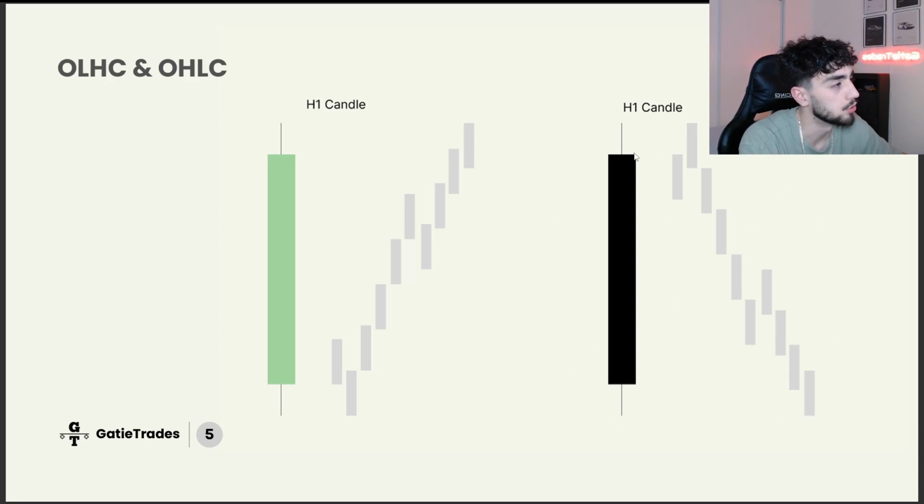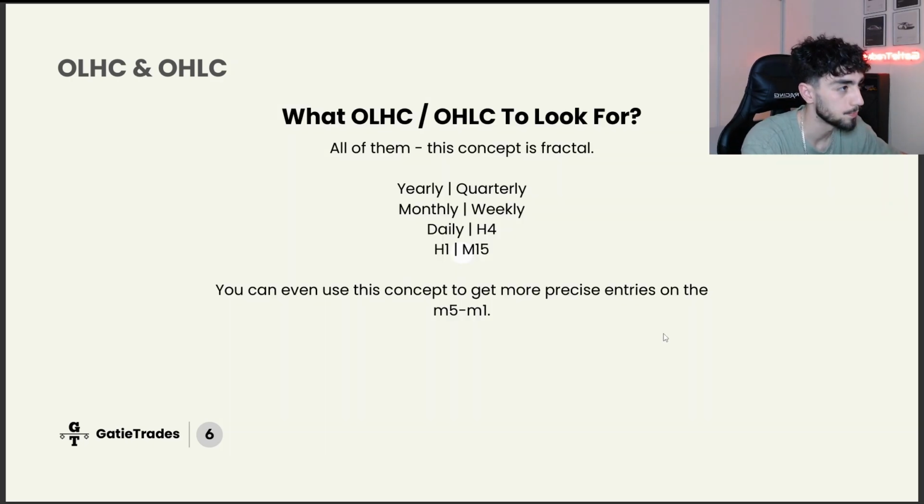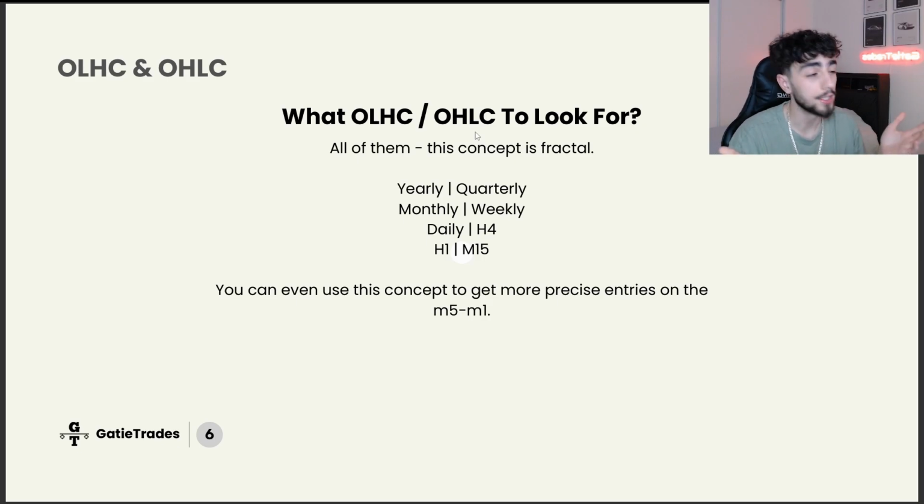You wait for the candle to open, it's going to print higher, then you wait for your signatures that it's going to trade lower. Remember, we're not trying to predict the close. We don't know the close. We don't know the low. But what we do know is it's going to open, it's going to trade higher, and at some point it's going to deliver lower. That's what we know. We can use that to our advantage. So what open low high close and open high low close to look for? All of them. Quite literally all of them.